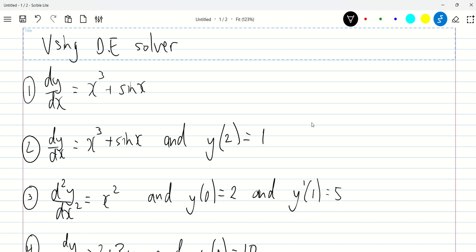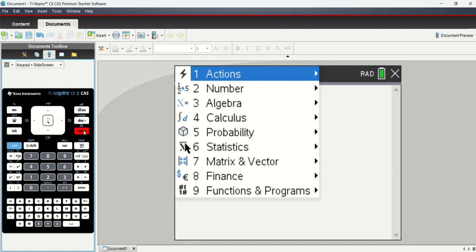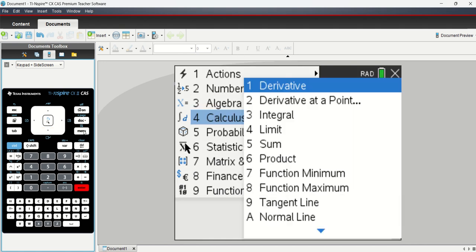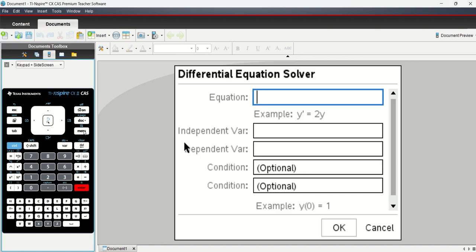So if you've got dy/dx is equal to x cubed plus sine x, let's show you how to do that. The new CAS is a bit different, but I'll show you the format that it comes out in. So menu, calculus, and then right down the bottom D is a differential equation solver, so DEsolve. And you just need to type in the equation of your differential equation.